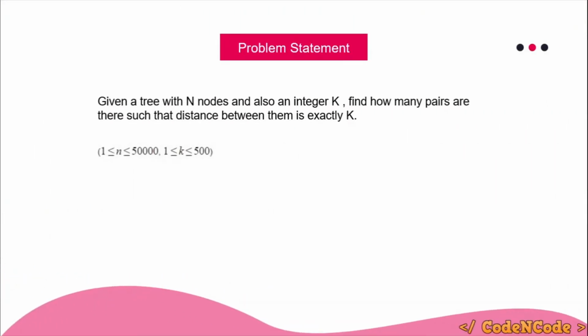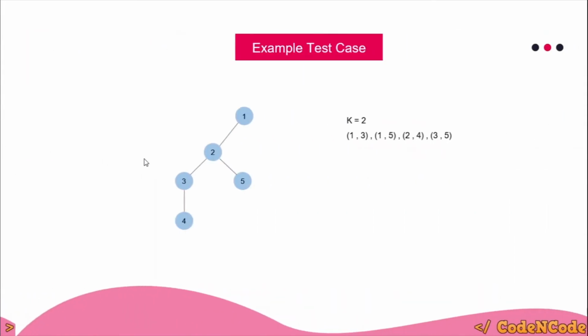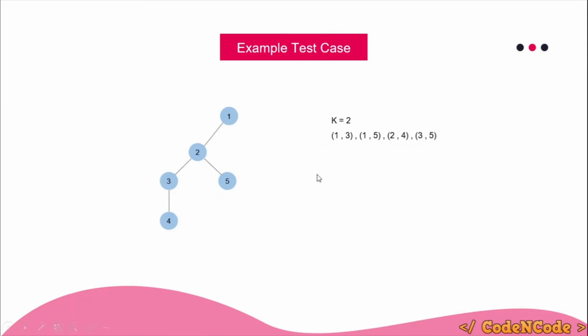So the problem statement is: you are given a tree with n nodes, and also an integer k, and you have to find how many pairs there are such that the distance between them is equal to k. k can be as high as 500 and the number of nodes is up to 50,000. If I explain this by an example, if this was the input tree and k equals 2, there will be 4 pairs such that the distance between them is 2.